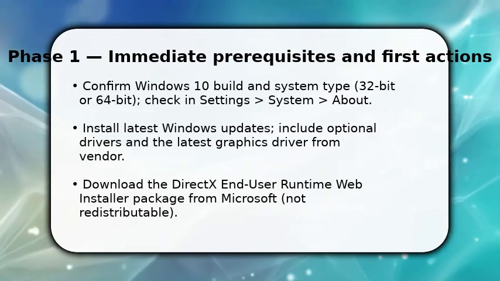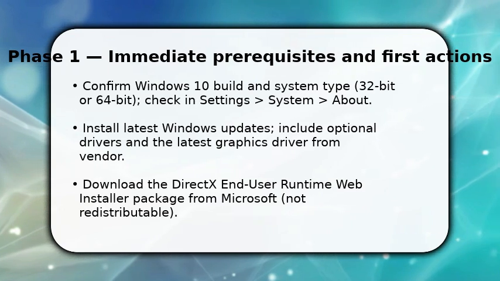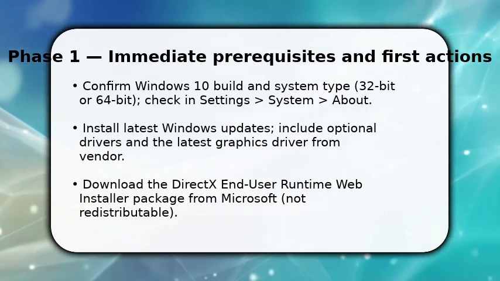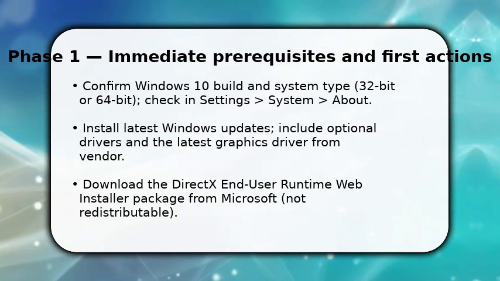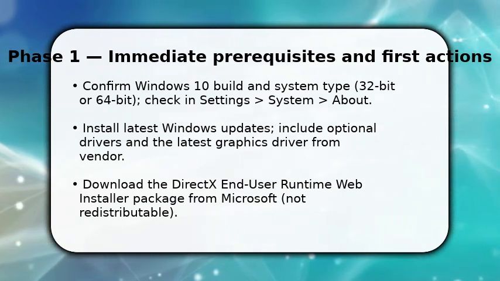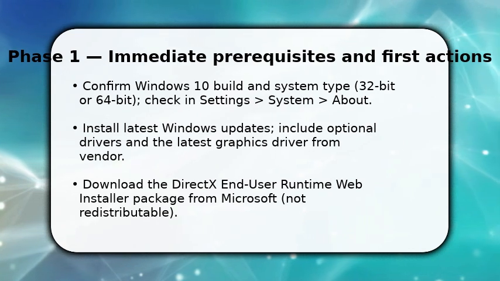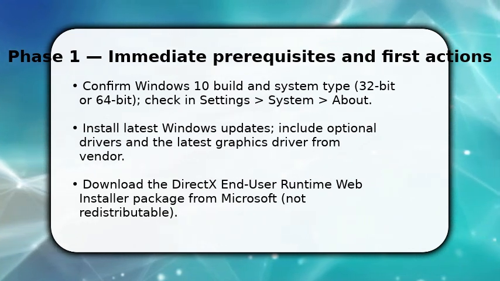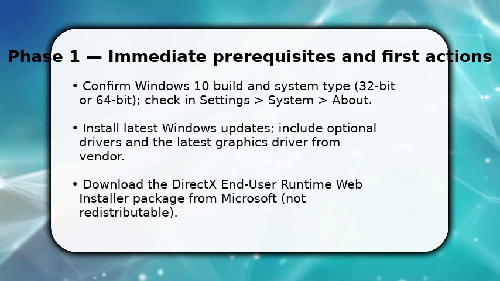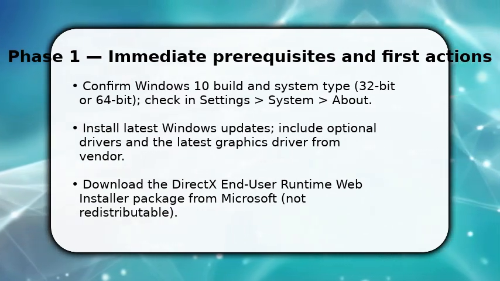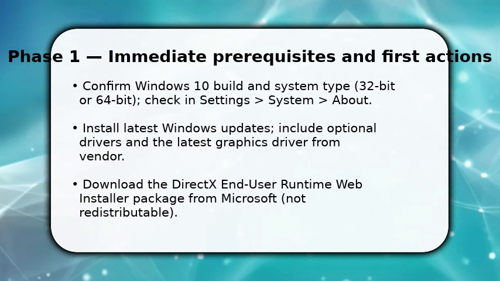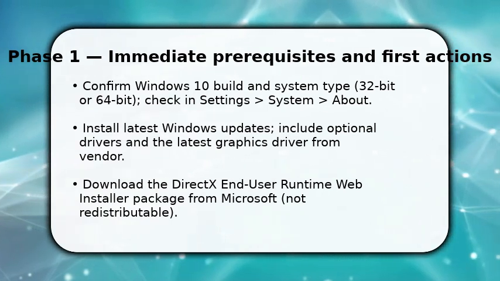You begin by verifying your Windows 10 build and whether you run 32-bit or 64-bit, because the installer tailors components accordingly. Next, install all pending Windows updates. These often include platform fixes DirectX depends on. Then, make sure your GPU driver is current from Intel, AMD, or NVIDIA. Outdated drivers block features.